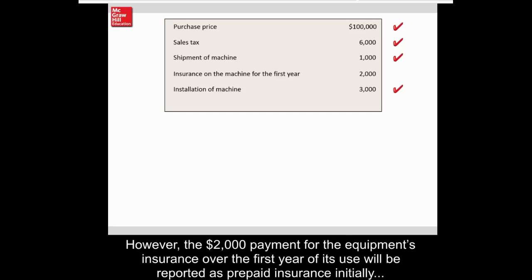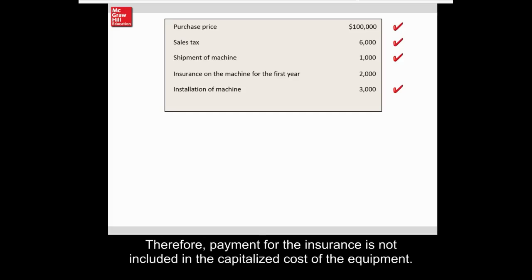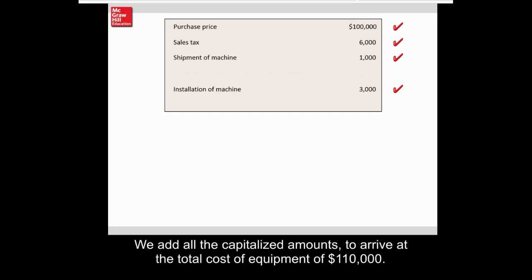However, the $2,000 payment for the equipment's insurance over the first year of its use will be reported as prepaid insurance initially and expensed as it is incurred over the first year of coverage. Therefore, payment for the insurance is not included in the capitalized cost of the equipment. We add all the capitalized amounts to arrive at the total cost of equipment of $110,000.